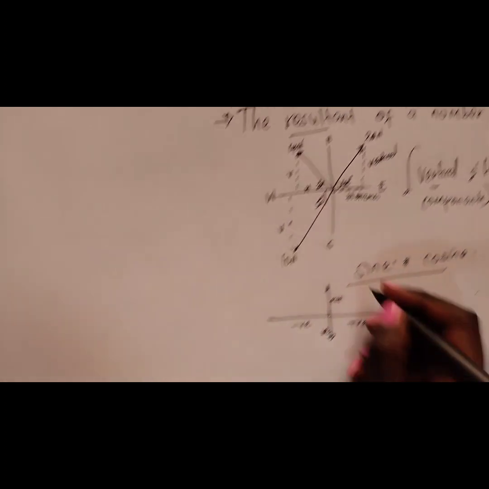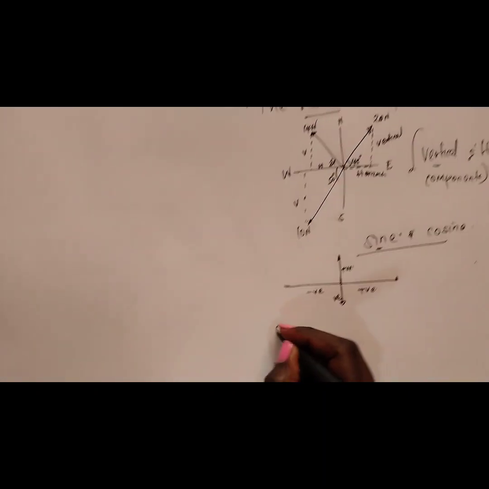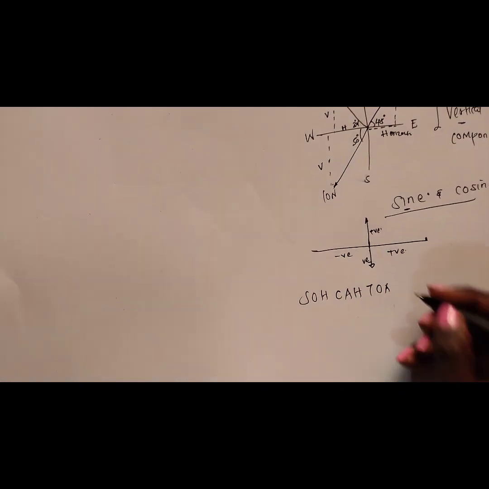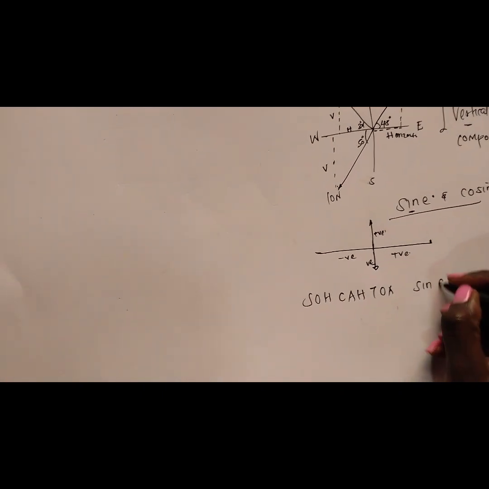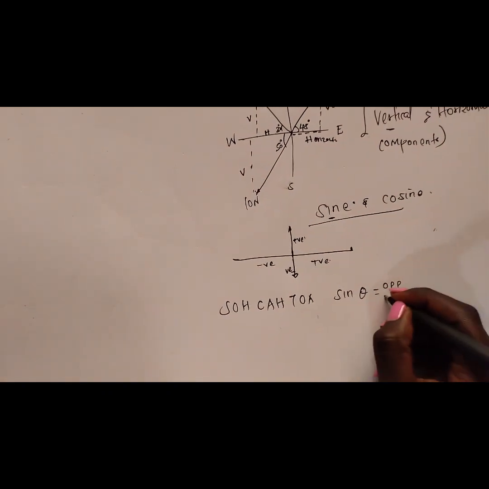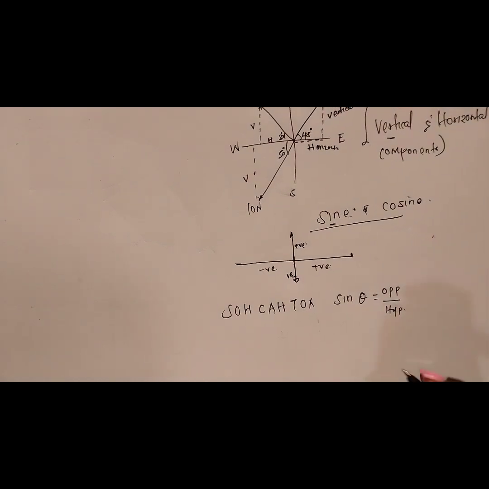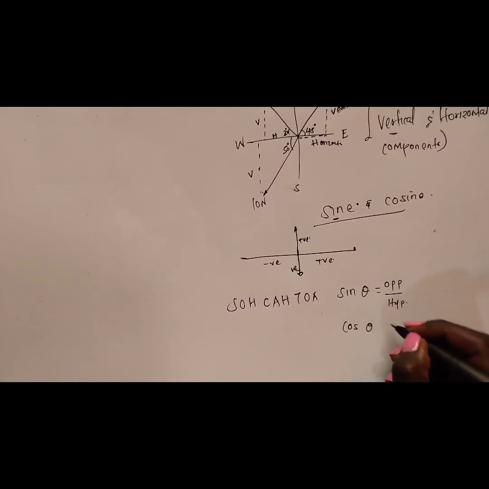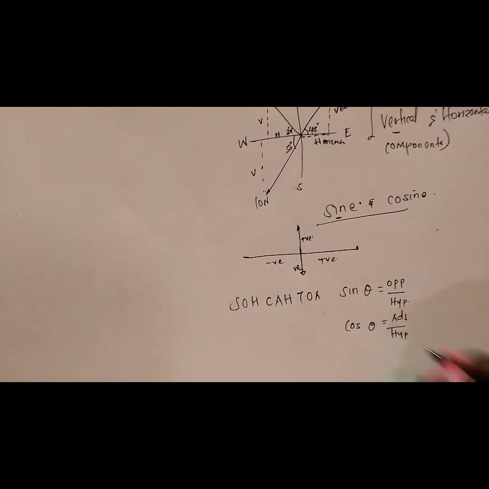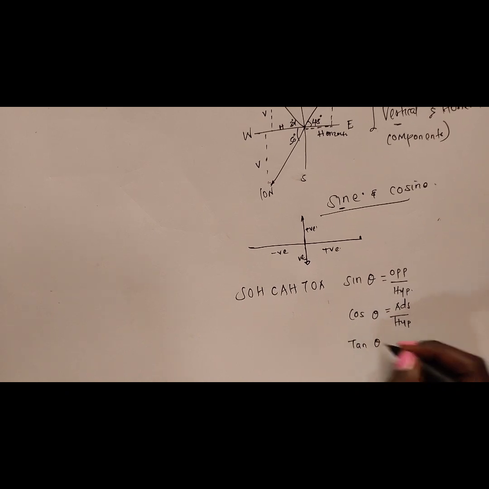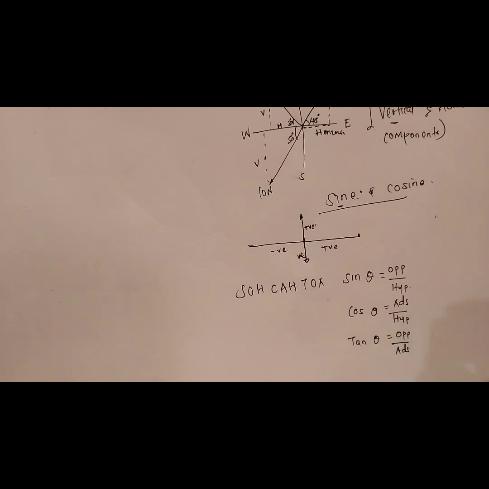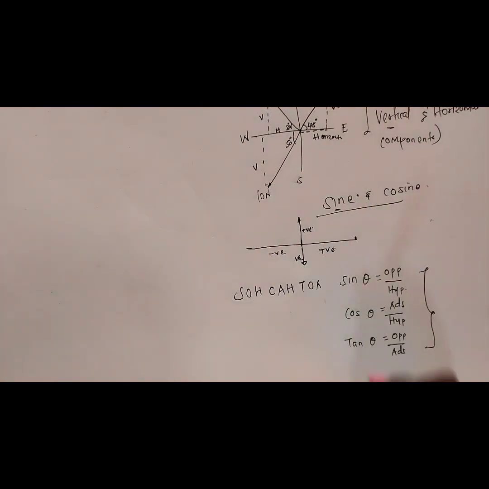Now, we're saying it's the sine rule. If we remember SOHCAHTOA, the sine of an angle theta is equal to opposite divided by hypotenuse. The cosine of an angle theta, just as a reminder, is adjacent over hypotenuse. And lastly, the tan of a given angle is equal to opposite divided by adjacent. Now, let's use this in resolving our forces.